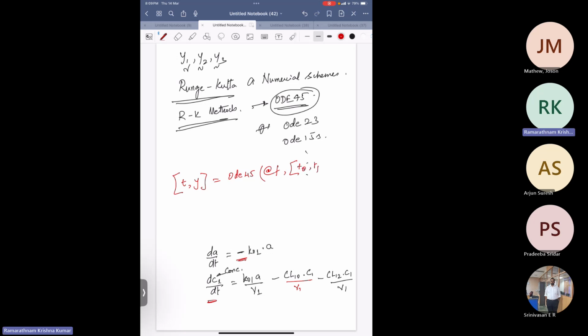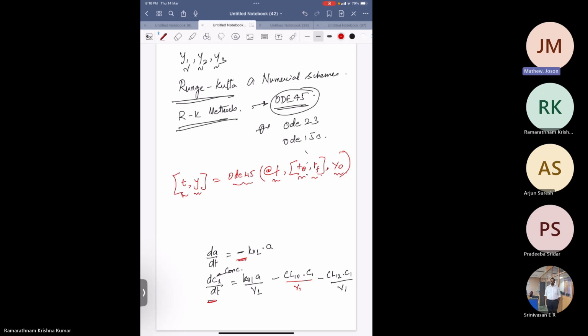T0, comma, TF. It can be 0, the starting value, to the final value, comma, Y0. That is the initial values. Note that this is a vector. This is time. This is the calling function. This is the function which we have looked at, with T0, TF. Clear? Any questions?